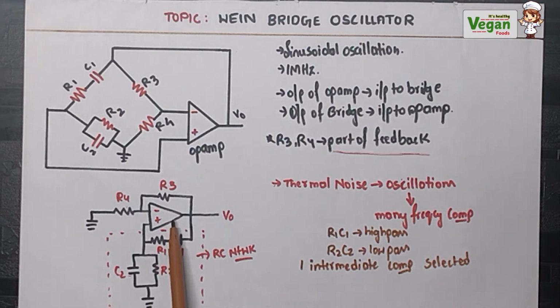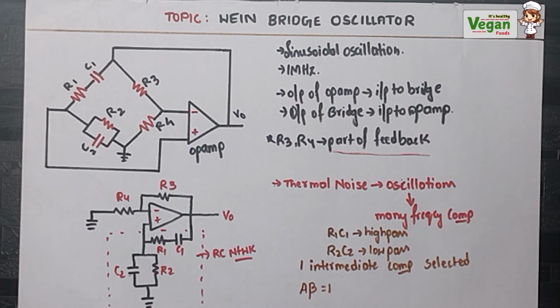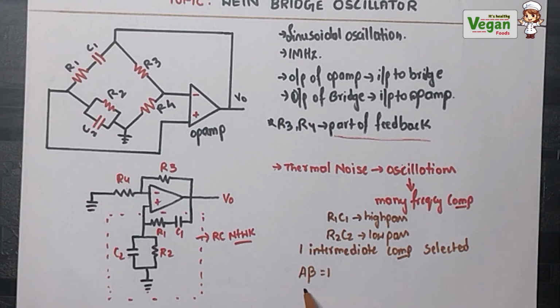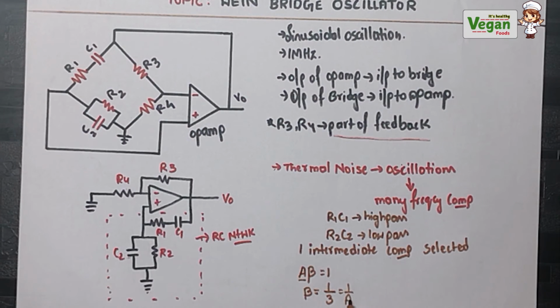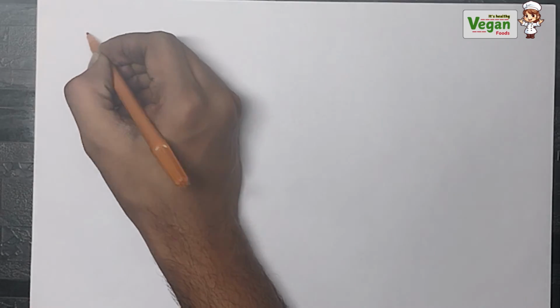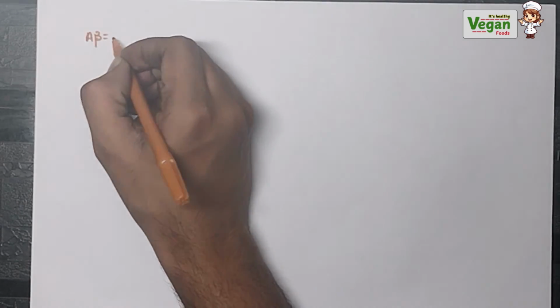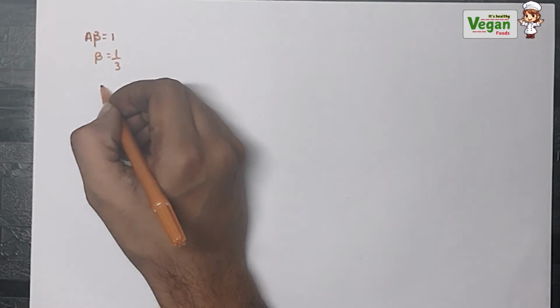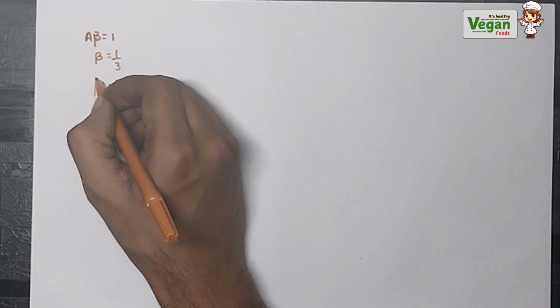Since there is the connection of amplifier and feedback, let's consider the amplifier as A and the feedback as beta. So A beta must be equal to 1. In the Wein bridge oscillator, the beta value will be equal to 1 by 3. Therefore, what will be the value of A? A will be equal to 3. Now we know that A beta is equal to 1, beta is 1 by 3 for the Wein bridge oscillator, and A is equal to 3.